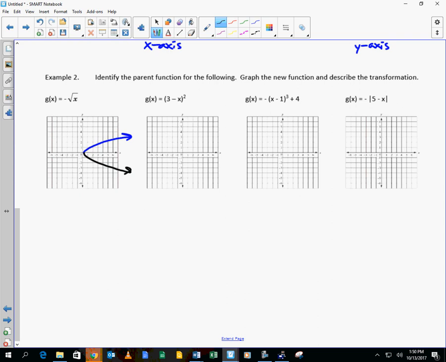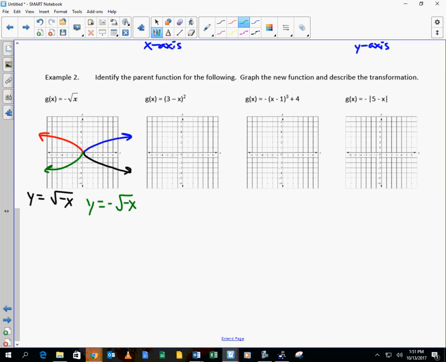What if it would have been y equals root of negative x? Then how would that have looked? Over the y-axis. What if it would have been negative root of negative x? Over the y and the x. Okay? This is an important one to think about and to keep in mind. And we'll come back to it, trust me.